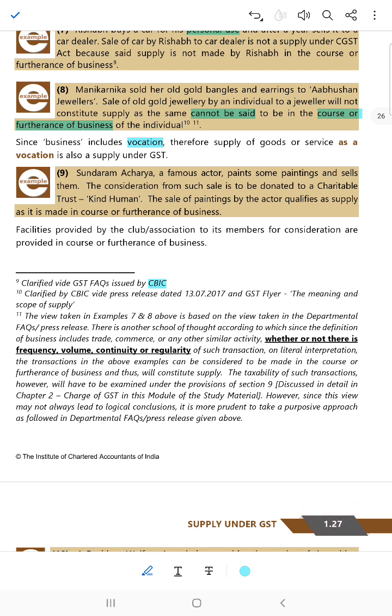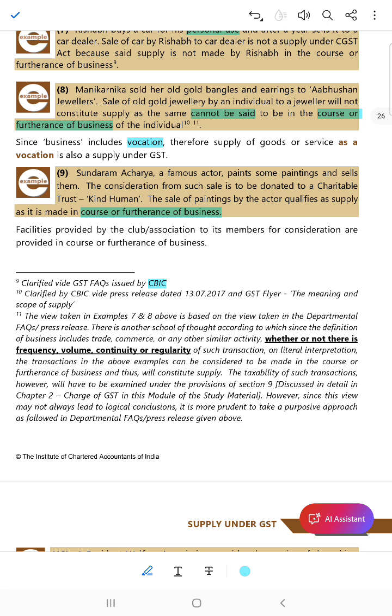A famous actor paints some paintings and sells them. It's a vocation, right? Because there is a consideration, and then it is donated to a charitable trust. The sale of paintings qualifies as supply. Why? Because it is made in the course or furtherance of business. So, where is the business? He is an actor, but there are some proceeds of the consideration that has been donated to a charitable trust.